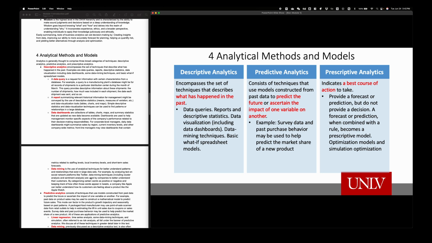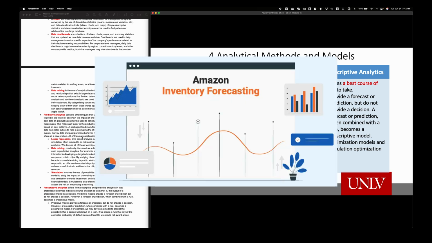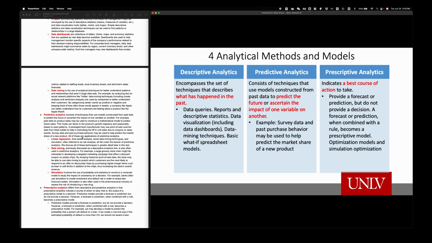Now, moving forward, we have predictive analytics. This goes one step further by using past data to predict the future. It answers what is likely to happen. For example, Amazon might analyze past customer behavior to forecast how many headphones will sell next month, considering factors like seasonality, promotions, or trends. So predictive models help businesses anticipate demands, risks, or customer behaviors, but they don't directly tell you what to do next.